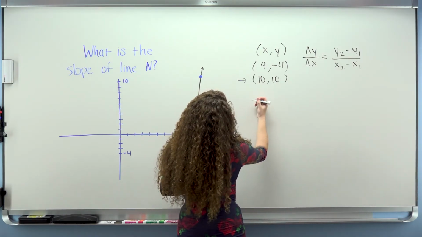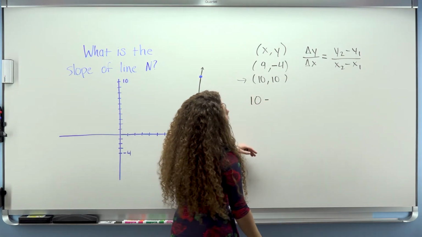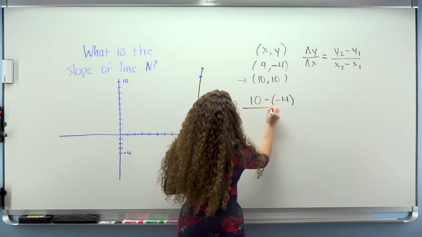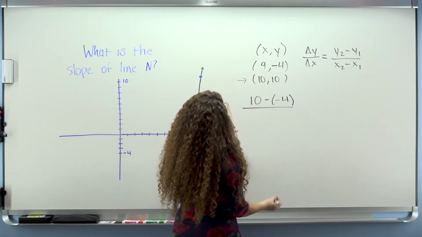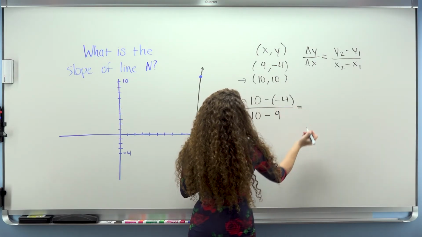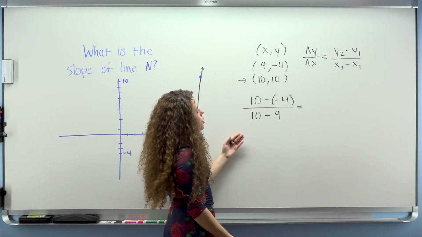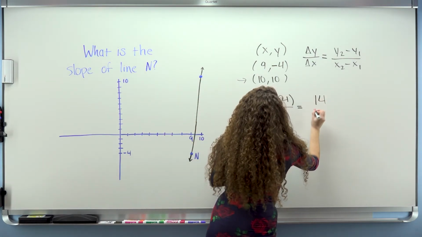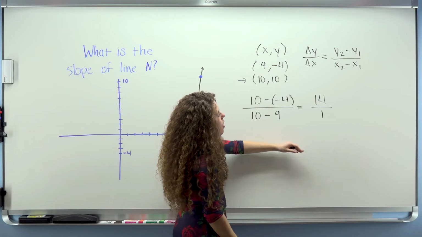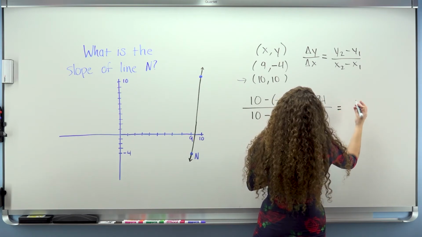Okay, so when we say y2, our y value would be 10 minus our y1 value, which would be a negative 4, over our x2 value, which would be 10, minus our x1 value of 9. Okay, so then you have 10 minus a minus 4, which is just the same as saying 10 plus 4, so that would be 14, over 10 minus 9 is just 1, so you get 14 over 1. And we know any number over the value 1 is itself, so we can just say this is 14.